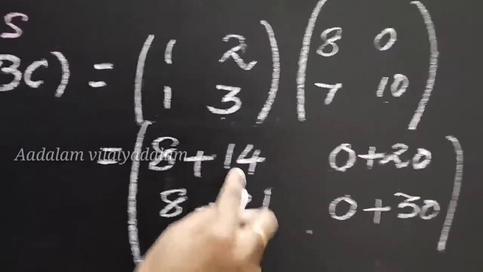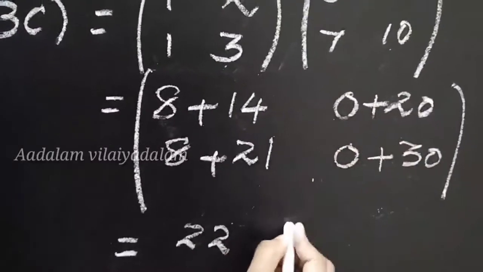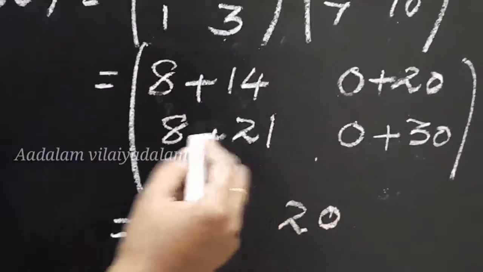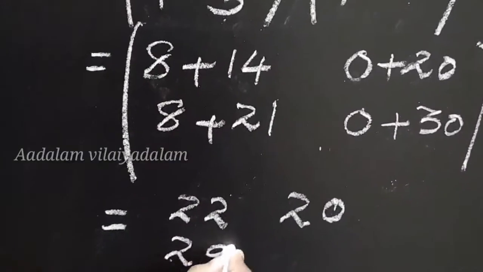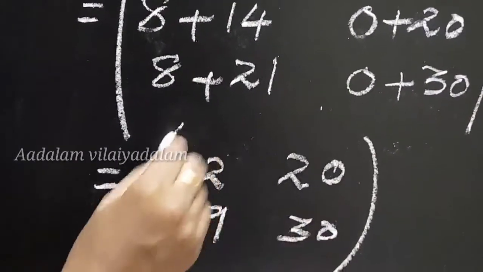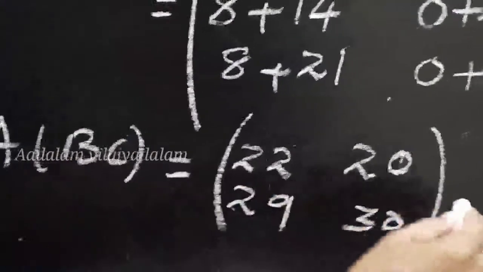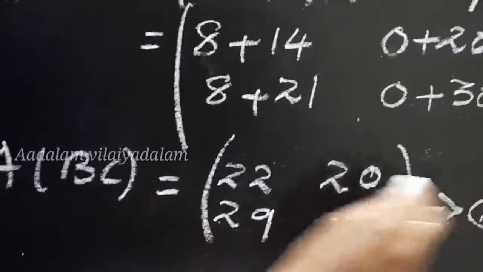So what is the answer? 14 plus 8, 22, 0 plus 20, 20, 21 plus 8, 29, 0 plus 30, 30. So this is the LHS value A into BC. So take equation number 1.